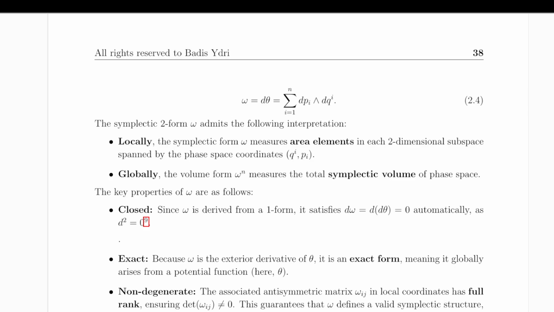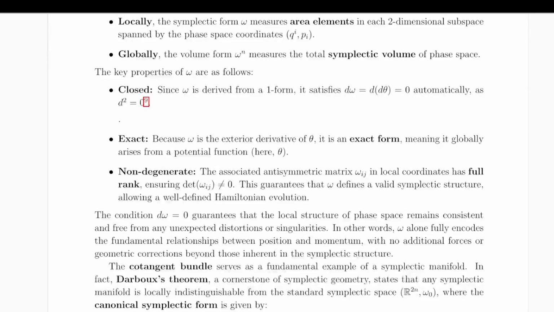The symplectic form omega has three fundamental properties. First, it is closed, meaning that the exterior derivative of omega, denoted d omega, is 0. Second, it is exact in cotangent bundles, meaning omega globally arises as the exterior derivative of theta. Third, it is non-degenerate, meaning that the associated matrix is invertible and defines a valid structure. In other words, the determinant of omega is non-zero. Moreover, because of non-degeneracy, phase space must have an even number of dimensions.